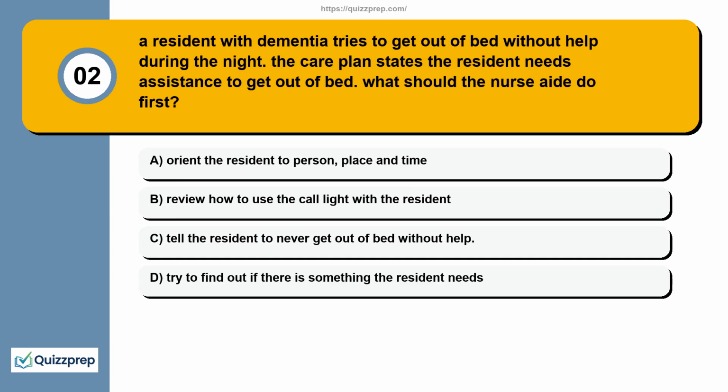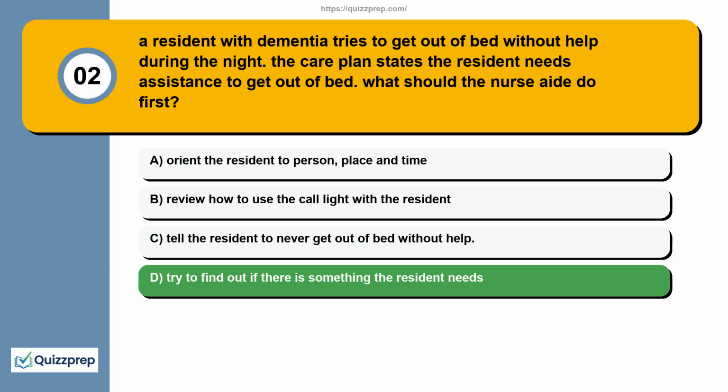Question 2. A resident with dementia tries to get out of bed without help during the night. The care plan states the resident needs assistance to get out of bed. What should the nurse aide do first? Option A. Orient the resident to person, place and time. Option B. Review how to use the call light with the resident. Option C. Tell the resident to never get out of bed without help. Option D. Try to find out if there is something the resident needs. The correct answer is option D. Try to find out if there is something the resident needs.